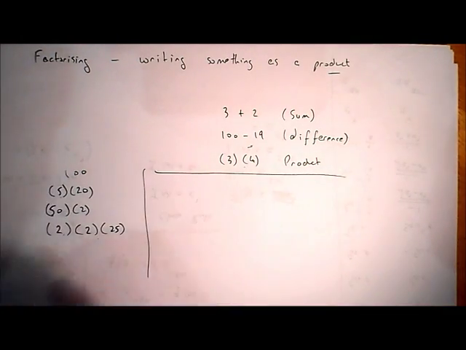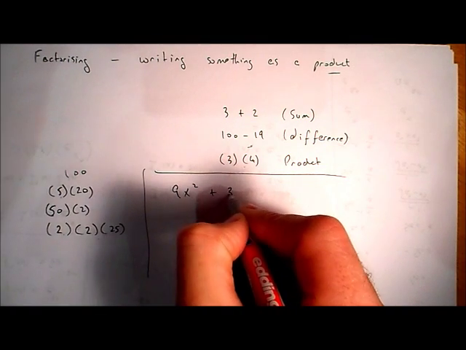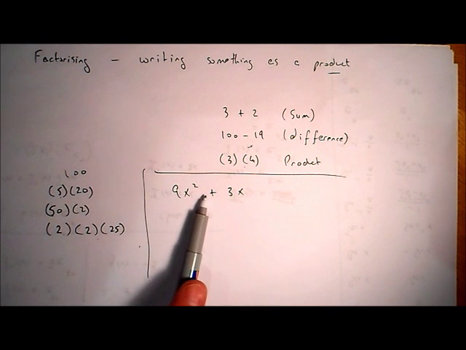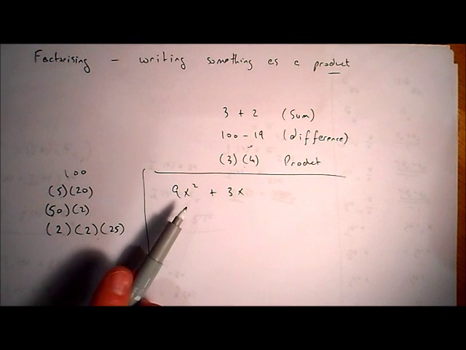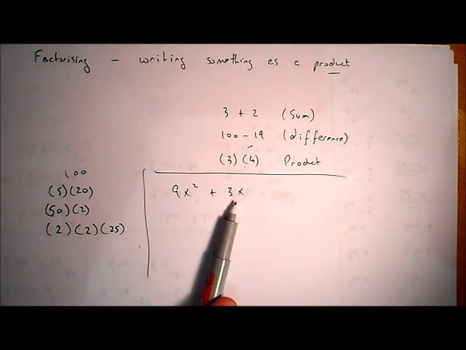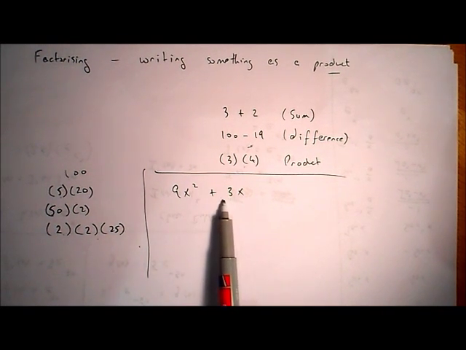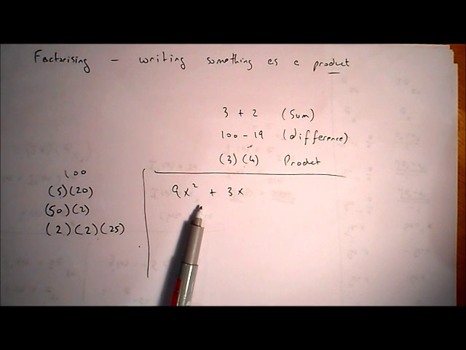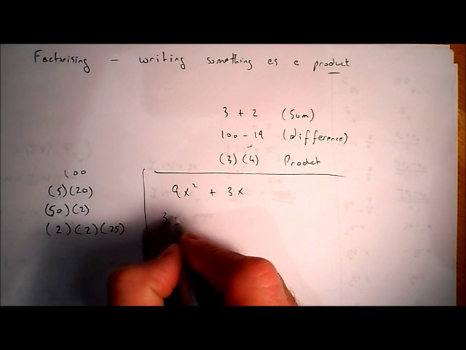So we can also factorize algebraic expressions. Let's say I have this expression, 9x squared plus 3x. We want to factorize that. At the moment it's a sum, but we want to write it as a product. To do that, I'm going to find the highest common factor of both of these. Each part of the sum is a term: this is the first term and this is the second term. So what's the highest common factor of both of these? If you go back to the previous video, I show you how to find the highest common factor. In this expression, the highest common factor will be 3x.